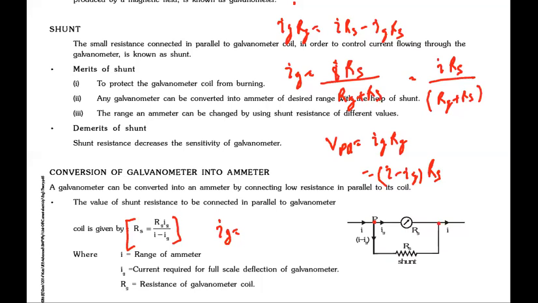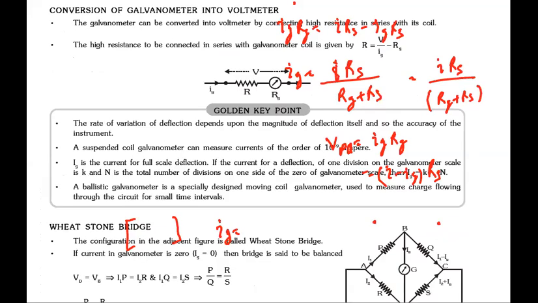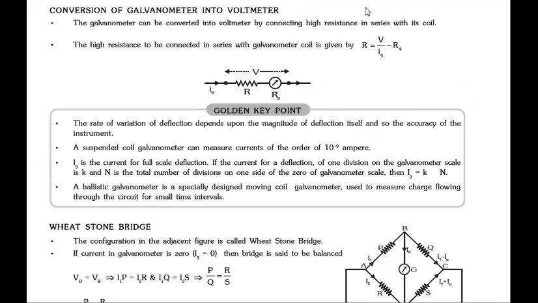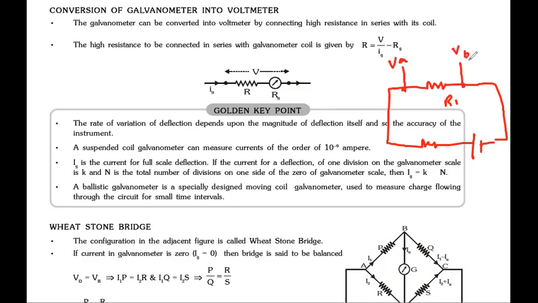Okay, now what about voltmeter, tell me? So we know that a voltmeter is required. Let us see this. Suppose I want to find the potential across this resistor. This R1 is a resistor, and I want to find the potential across these two, VA minus VB. Now tell me, what should be the condition?